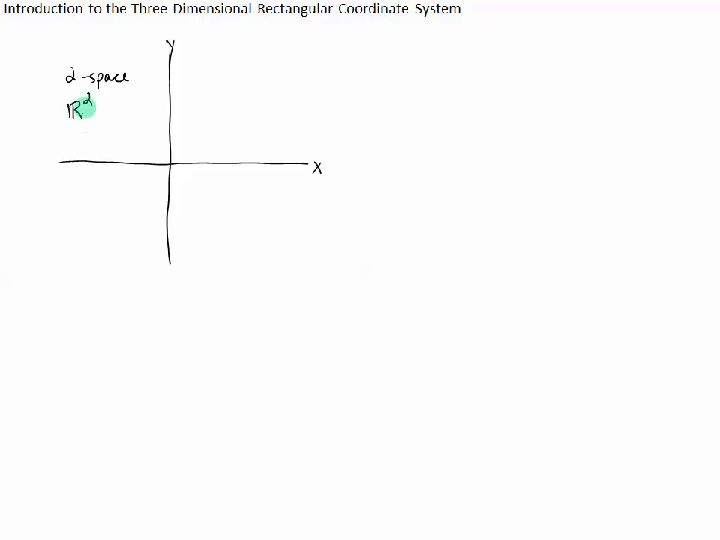Also, you can think of R squared as being like an ordered pair, where the first coordinate is a real number, and the second coordinate is also a real number. So you have two R coordinates. So all of those things are similar to one another and relate.